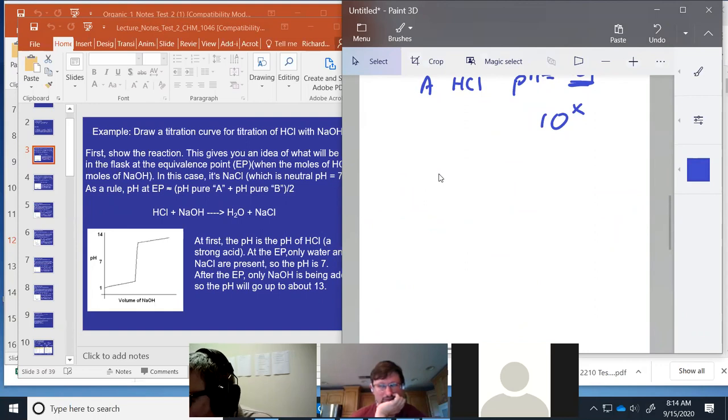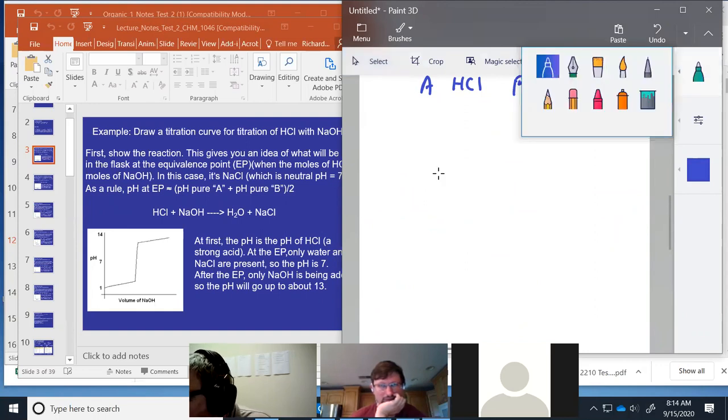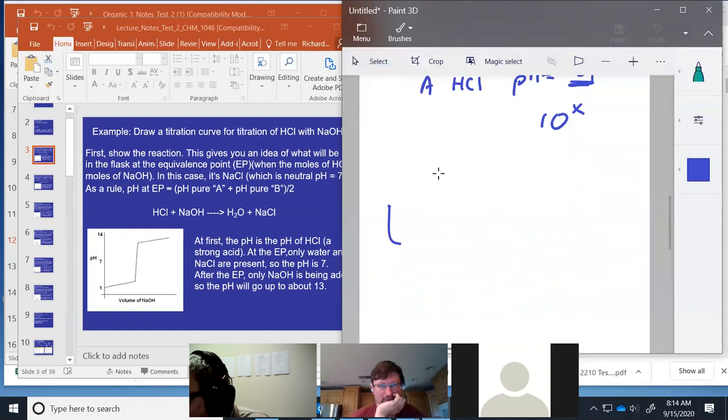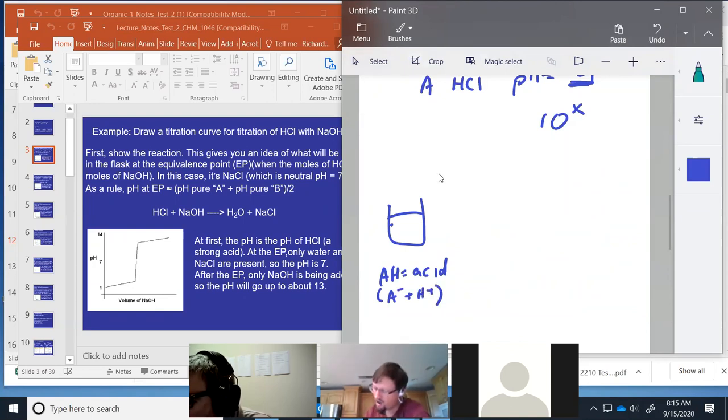So what we're doing is we have our flask here, which I'm going to turn into a beaker. And in this beaker, we have what I'm going to call AH. AH is going to be the acid here, which is really going to be A minus plus H plus, essentially here.